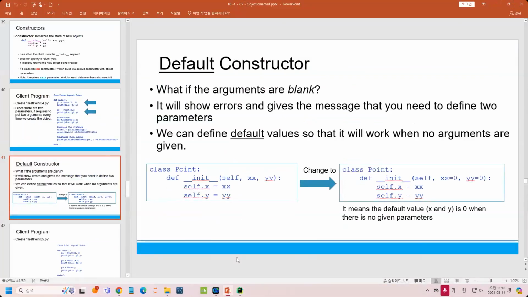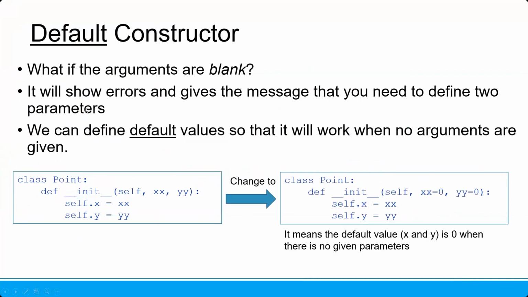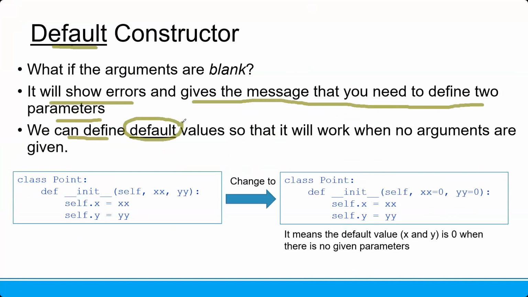That's why we need to have the default constructor. If you don't have the default constructor, it will show errors and give the message that you need to define two parameters. So we can define the default values so that it will work when no arguments are given.